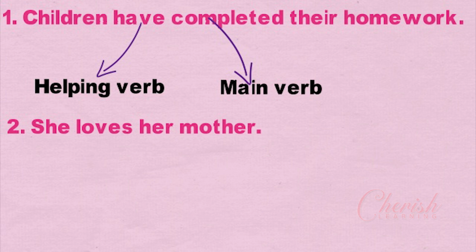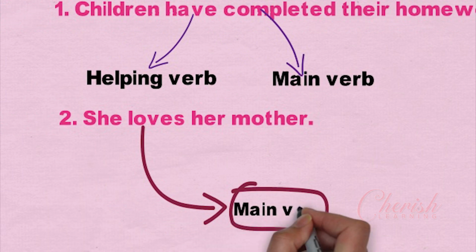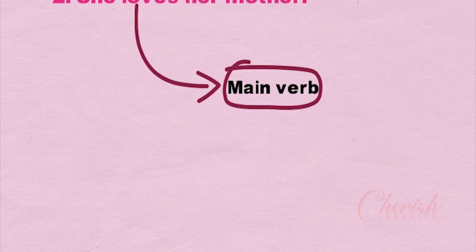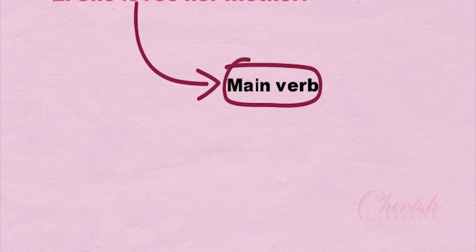Next, she loves her mother. वह अपनी माँ से प्यार करती है. यहाँ पर action हो रहा है प्यार करने का. Loves, it is a main verb. And if you remember, love is also abstract noun. In my earlier videos, if you have watched them, you can understand that love is abstract noun because it is a feeling. You cannot touch it or see it. But here it is working as a verb.